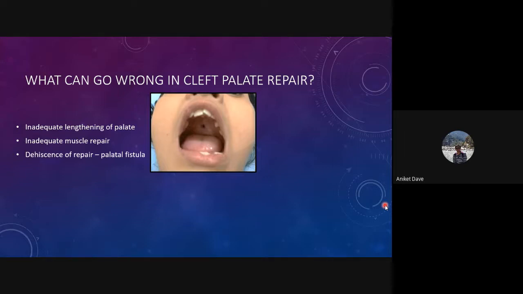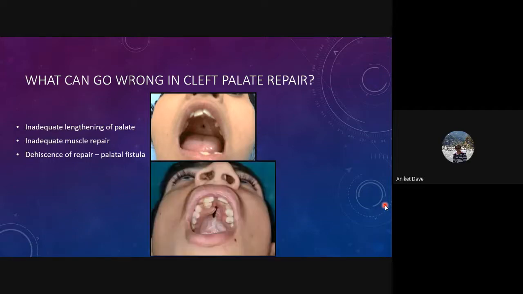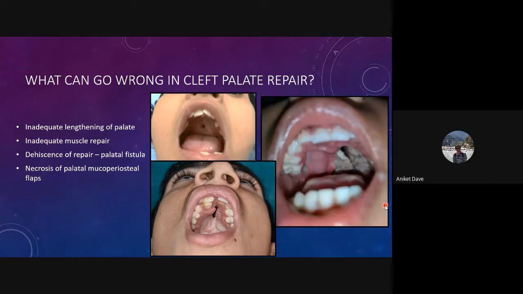As you can see in this girl over here, there's a small fistula in the middle of the palate, or it can be an even bigger fistula like you can see in this boy over here. In the anterior part of the palate, the entire repair has given way and dehisced. Or the most significant or severe complication which can occur is a necrosis of the palatal flaps, the mucoperiosteal flaps, which are used during surgery, which results in a much larger defect. As you can see in this last image, half of the palate has completely necrosed after surgery.